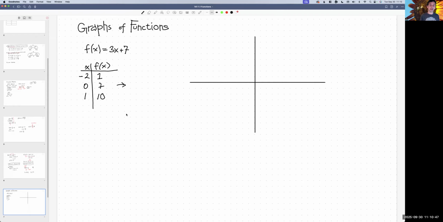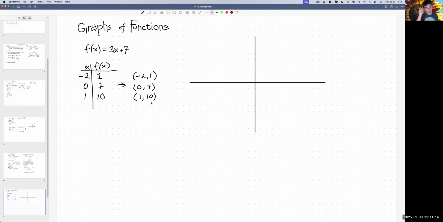Let's take an intermediary step. If I take all these inputs and outputs and think of them as coordinate pairs, the convention is our input is written first, and the output is written second. And so here are 3 coordinates. And then we have a set of axes.